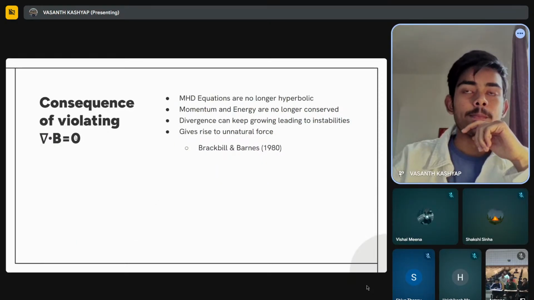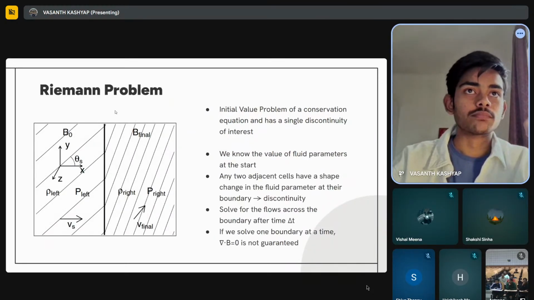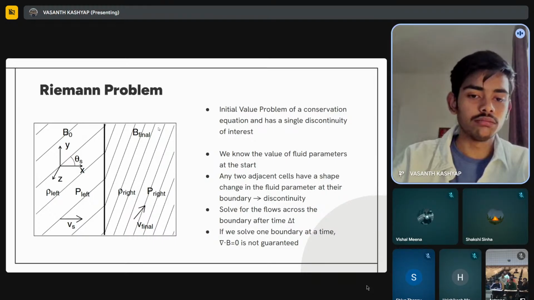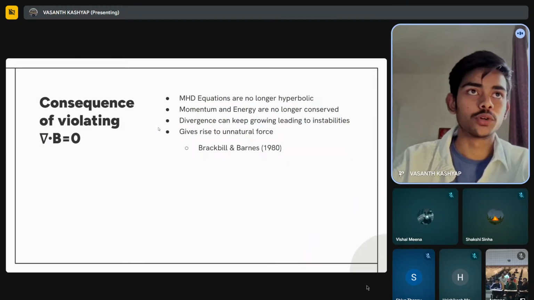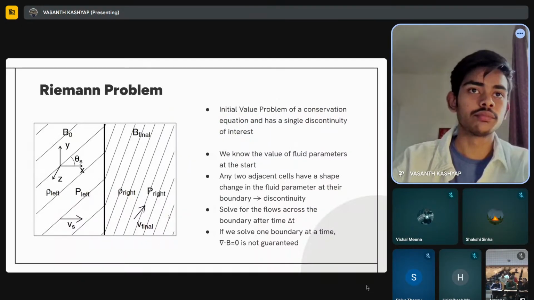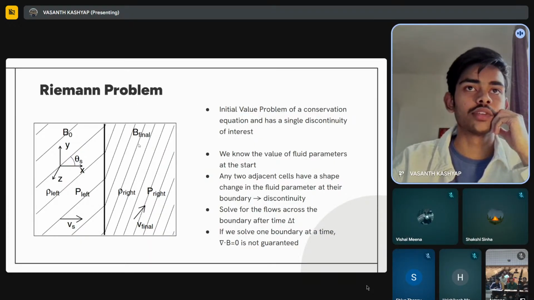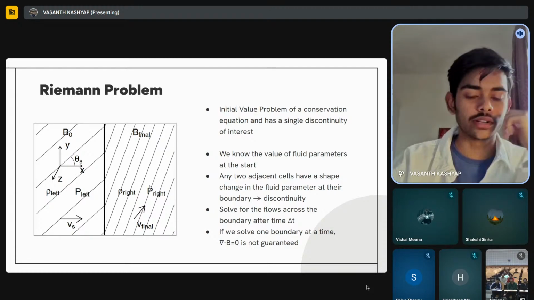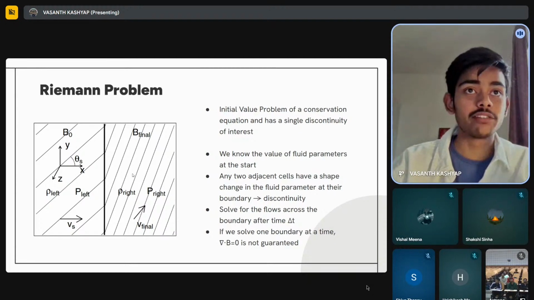So now, what are the problems? What will happen if we don't take care of it? Let us say we only solve it at one boundary at a time, and we end up with cells that have magnetic fields that are diverging. Let's say magnetic field goes out from here, out from here, out from here, out from here, all the boundaries, it's going out. So basically we have a monopole of magnetic field in this cell.